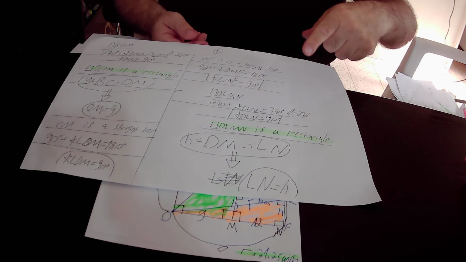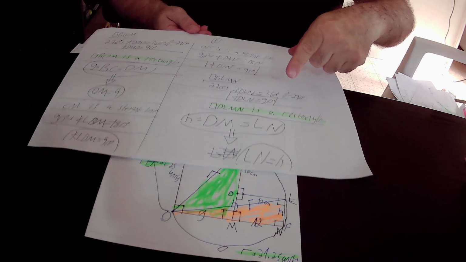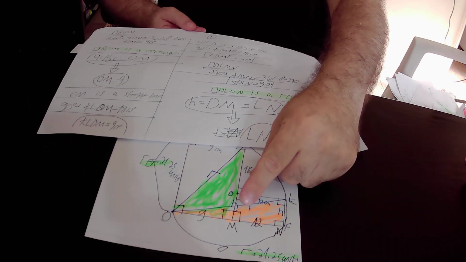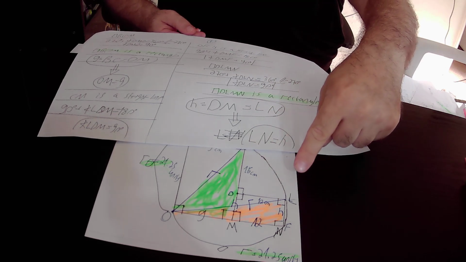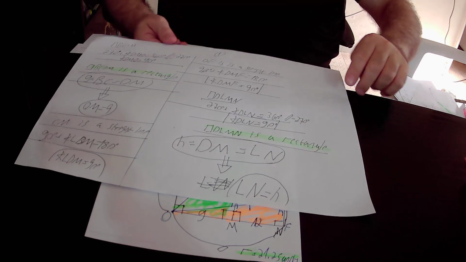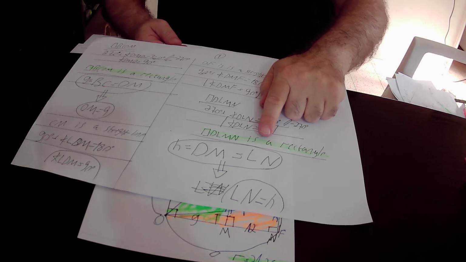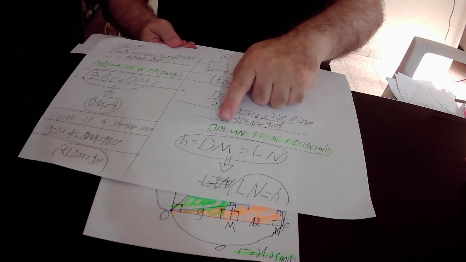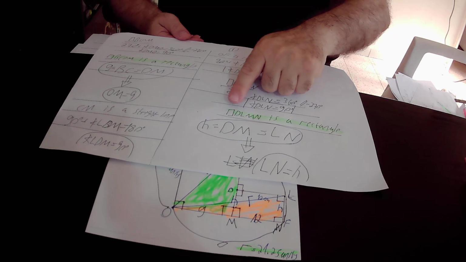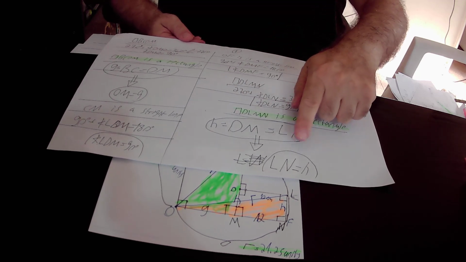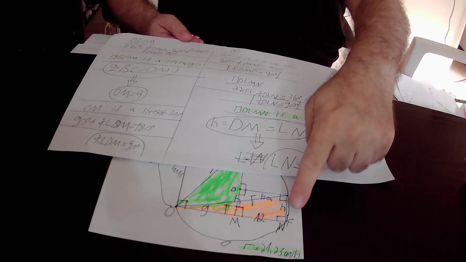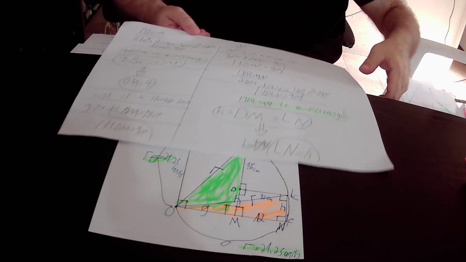And we know that the opposite sides of a rectangle are equal to each other. So we define DM as H, and here DM must be equal to LN. But according to our definition, DM equals H. So from this equation, H equals DM equals LN, we derive that LN is also equal to H.